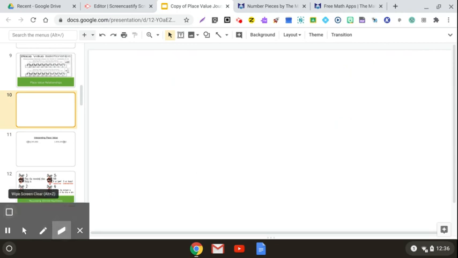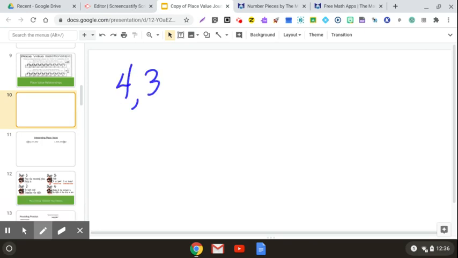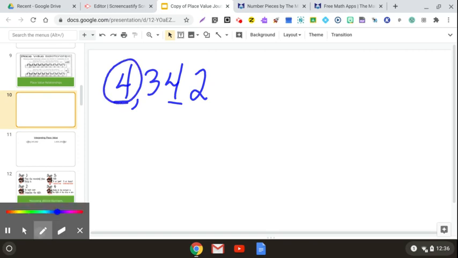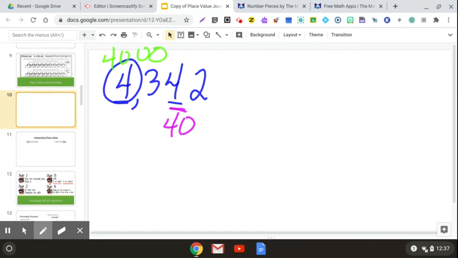Okay, let's look at another one. Let's say I gave you 4,342. You only have to look at digits that are the same, so the 2 4s, and I'm going to circle this one. And so the underlined 4, this guy right here, is 40. My circled 4 is 4,000.